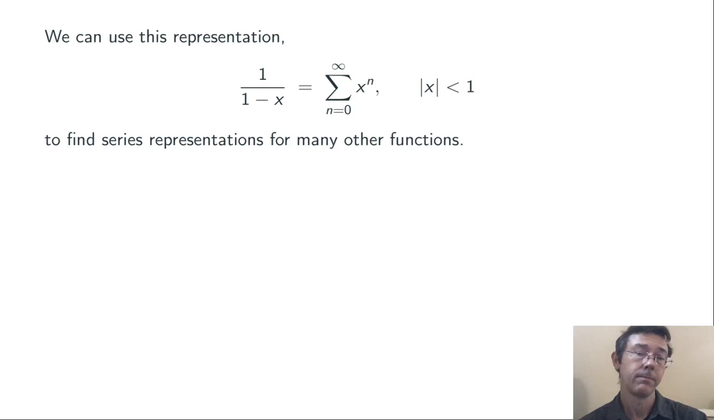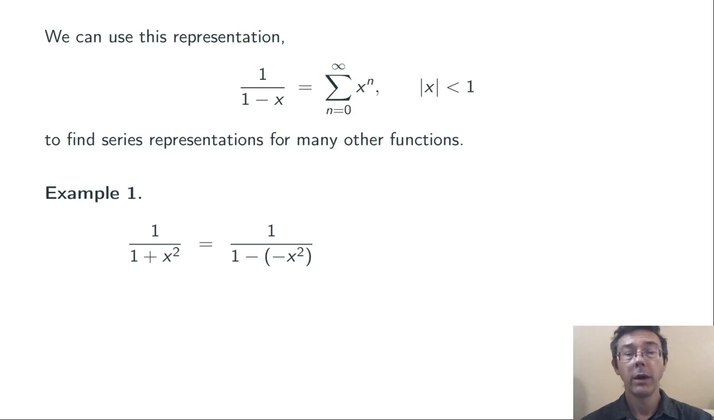That's a very useful fact, and we can use that series representation to help us find series representations for many other functions. For example, 1 over 1 plus x squared. So obviously you can see the similarity between these two functions, 1 over 1 minus x and 1 over 1 plus x squared. So I'm just going to write it slightly differently, 1 over 1 minus negative x squared, and then take that negative x squared and substitute it into my power series. Take out the x and replace it with negative x squared.